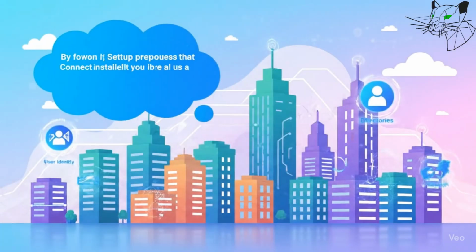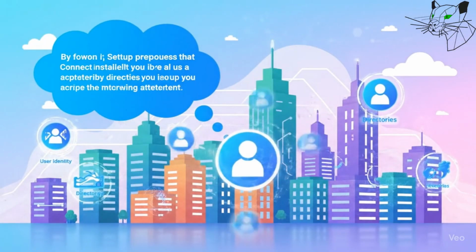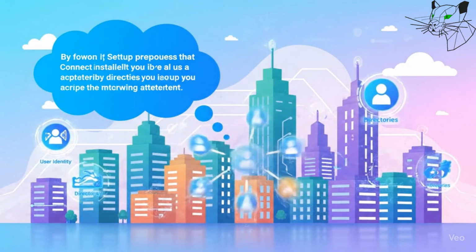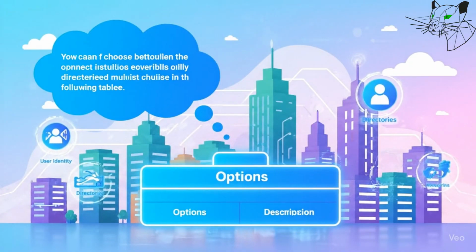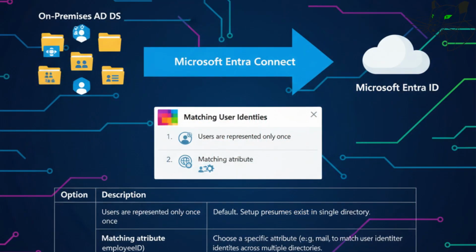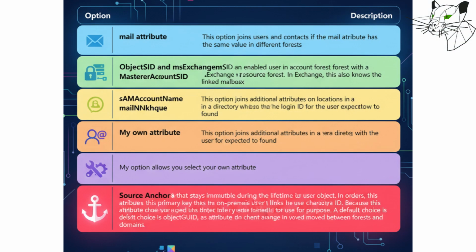Custom Microsoft Entra Connect installation also allows you to choose the way you identify your users. By default, setup presumes that your users are represented only once across all directories. However, if you have a scenario where user identities exist across multiple directories, you must choose the matching attribute. You can choose between the options described in the following table.